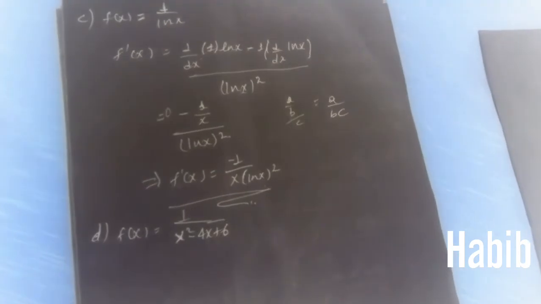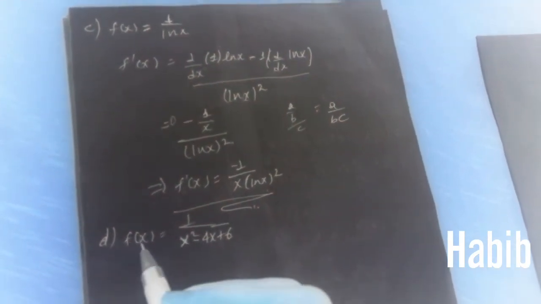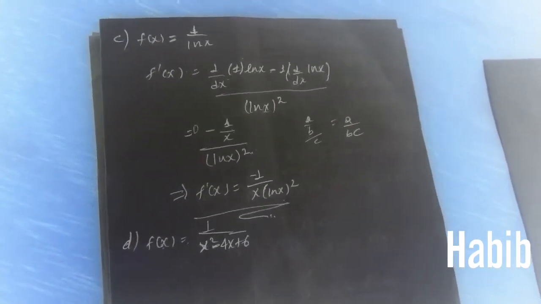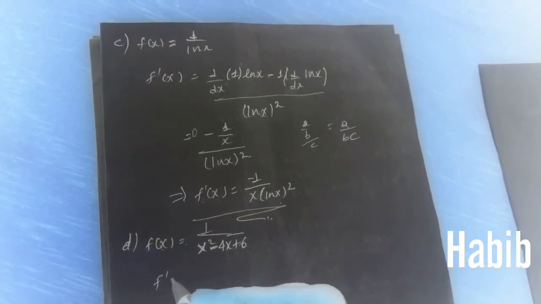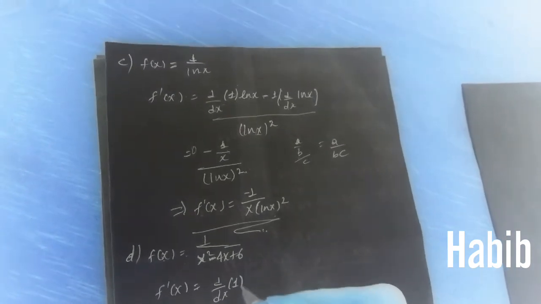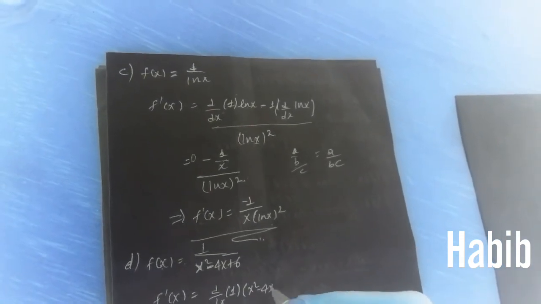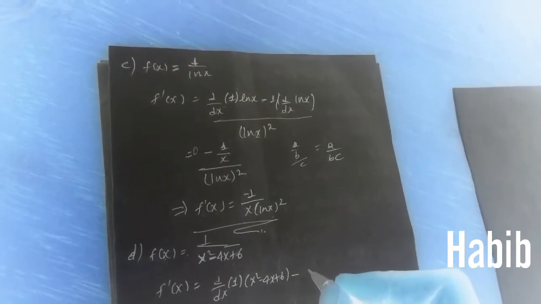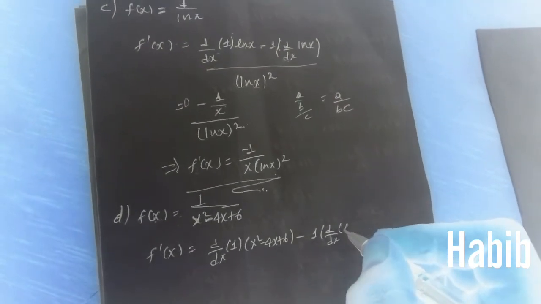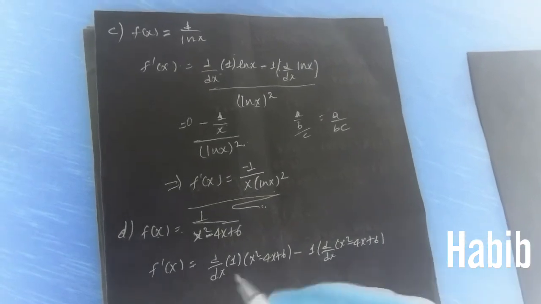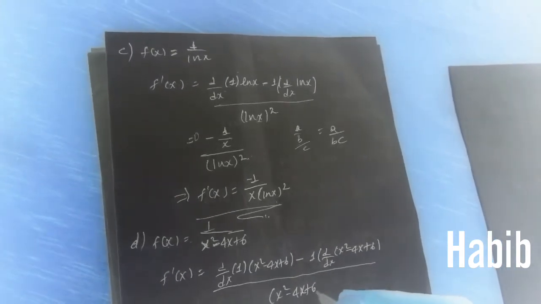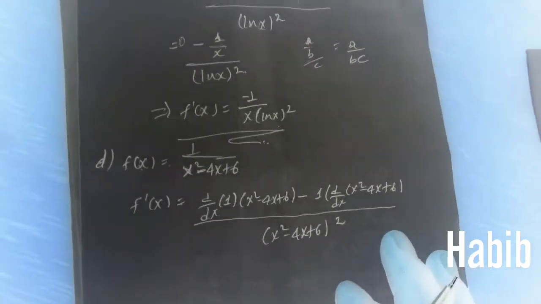Fourth example: f of x equals 1 over x square minus 4x plus 6. The denominator is a polynomial function with degree 2. As usual, we can use d by dx of 1 times the denominator x square minus 4x plus 6, minus 1 times d by dx of x square minus 4x plus 6, the whole over x square minus 4x plus 6 the whole square, the denominator squared.